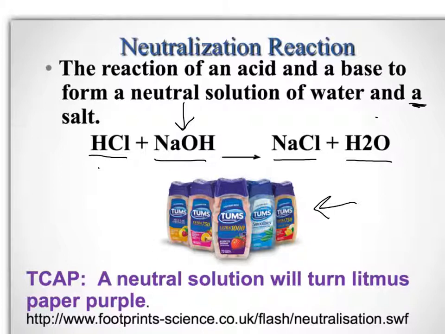Again, bases turn red litmus blue, acids turn blue litmus paper red, and according to them, if you have a neutral solution, it turns litmus paper purple. I know it for the TCAP test. It certainly may be true. I'm not saying that at all. Maybe it is true. I've never seen it. So I'm not exactly sure what they're referring to here. But I'll encourage you again, try it when we're in lab.